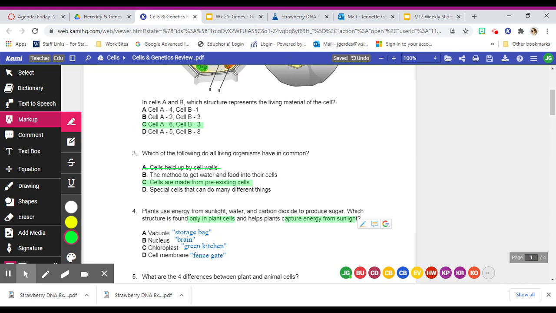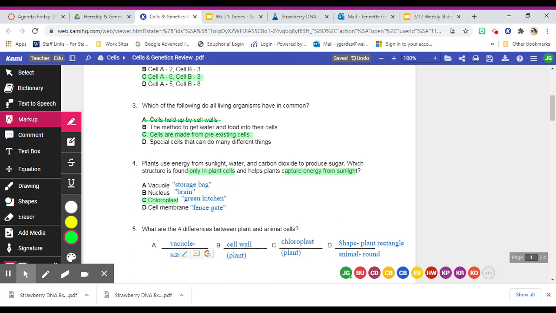So the vacuole is found in both cells. The nucleus is found in both cells. The chloroplast is only found in the plant cell, and the cell membrane is found in both cells. So just getting that determined, I know the answer is chloroplast. And I just want to highlight chloroplast, not all these extras. So here we go. Chloroplast is your answer. Remember, that's the green kitchen.